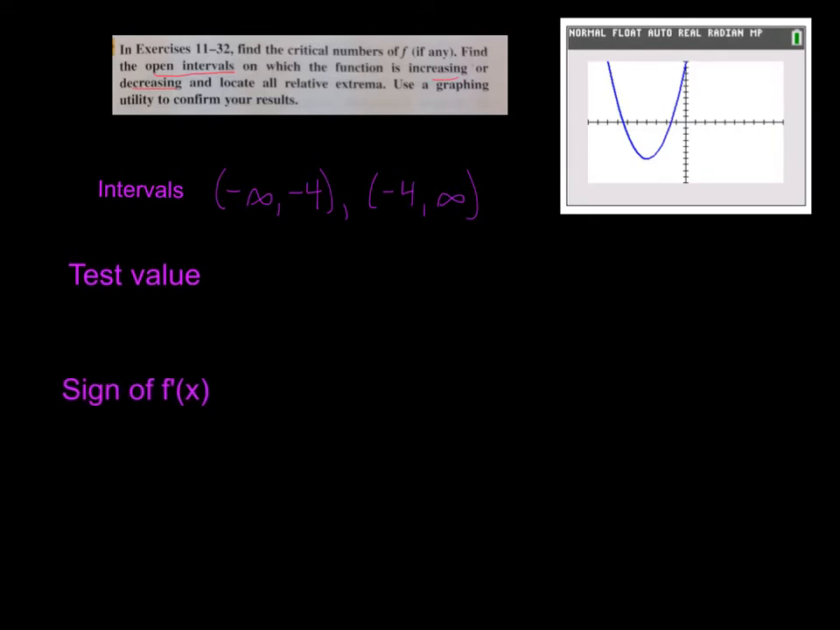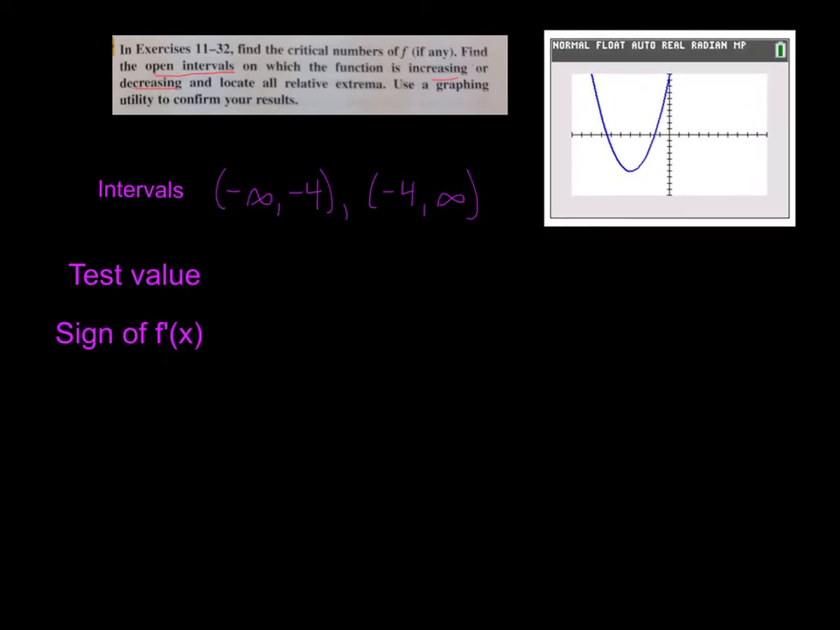Now that we know our intervals, we're going to have to come up with a test value, and then we're going to use that test value to figure out the sign of f prime of x at that moment, and this will help us figure out analytically what we already know to be true in the picture over here. So what I've done is I have substituted in some values, my test value of -5 into the derivative, and a test value of -3 into the derivative.